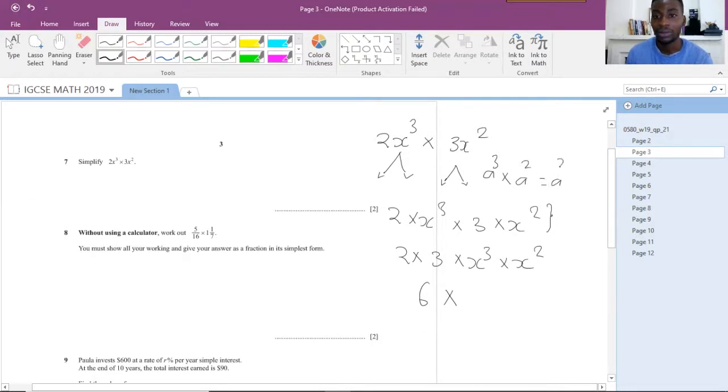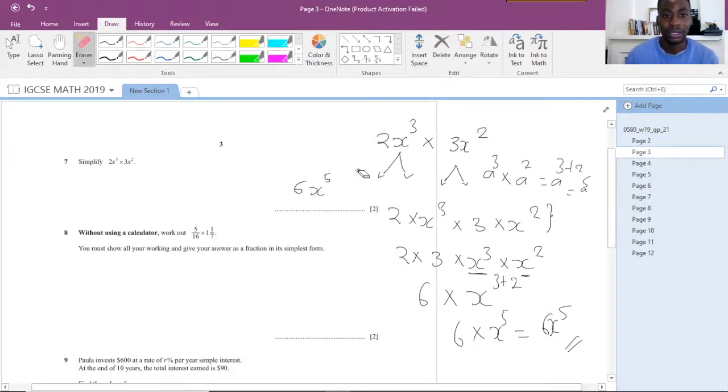So it will be a to the power 3 plus 2, which would be a to the power 5. Here we have the same base raised to different powers, so all we have to do is just add the powers. So it will be 6 times x to the power 3 plus 2, which would be x to the power 5. So 6 times x to the power 5 will give us 6x to the power 5, like so. So our answer here will be 6x to the power 5.